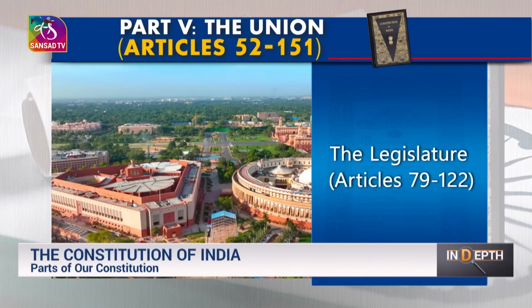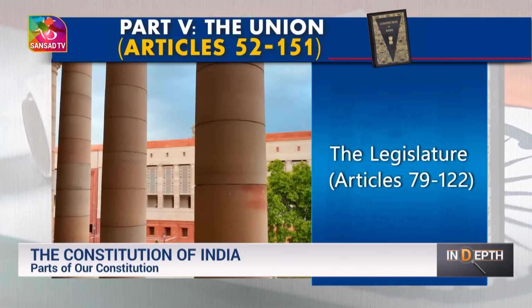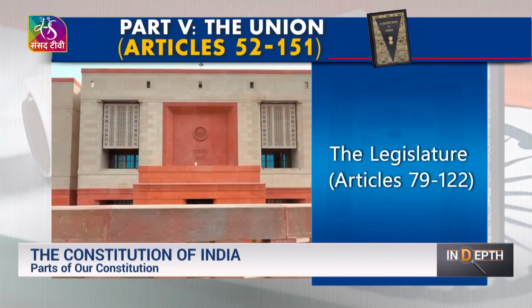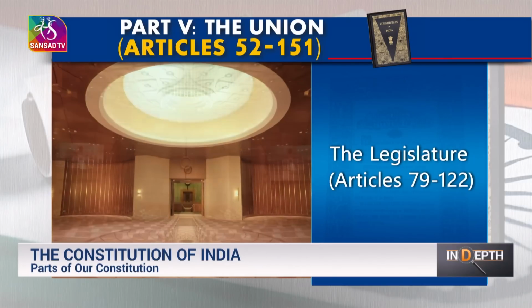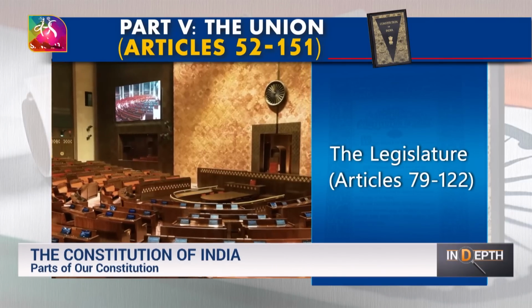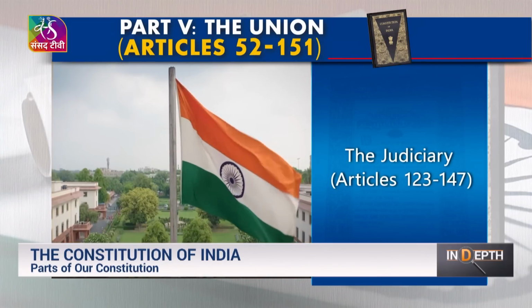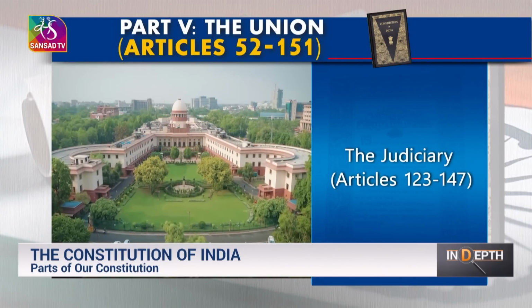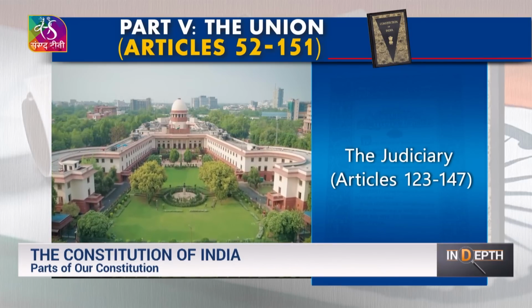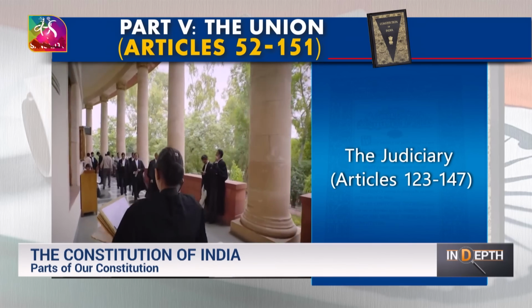The Legislature, Articles 79 to 122. India follows a bicameral system comprising the Parliament, which consists of the President and two houses, the Lok Sabha, that is, the House of the People, and the Rajya Sabha, that is, the Council of States. The Judiciary, Articles 123 to 147. The Supreme Court of India is the highest judicial authority. It ensures the protection of fundamental rights and is the final court of appeal.